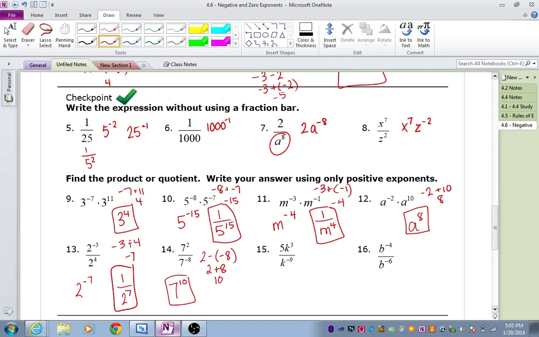Here we have a 5, but no exponent, so what we're really worried about right now is the k's. So I'm going to say 3 minus -9. That minus negative becomes plus. So the exponent on the k is 12, and we get 5k to the 12th. And the last one over here, -4 minus -6 is -4 plus a positive 6, which equals 2. So b squared.